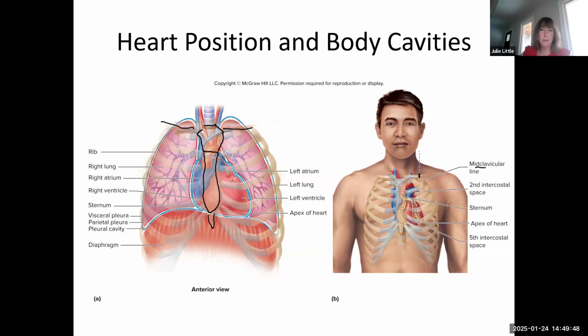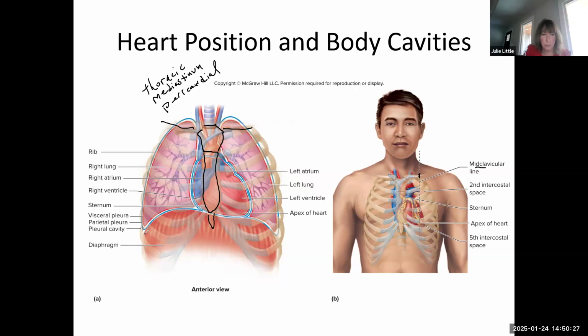Some other things to be aware of. The heart lies in the mediastinum. Right here is the mediastinum, the central portion of the thoracic cavity. Overall, this is the thoracic cavity. But the heart is within the mediastinum, but we usually don't leave it as mediastinum. We call it the pericardial cavity. So the heart lies within the pericardial cavity, within the mediastinum, within the thoracic cavity. And then laterally, we have the lungs, which reside in the pleural cavities.